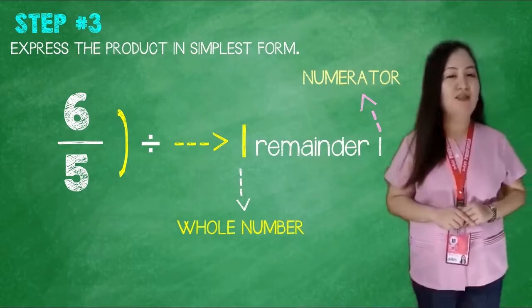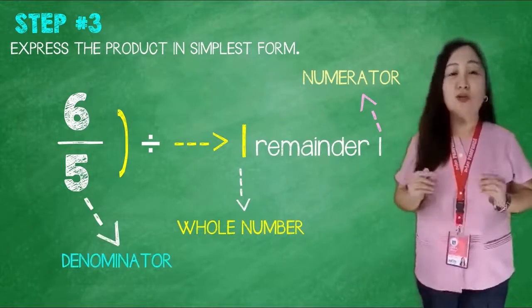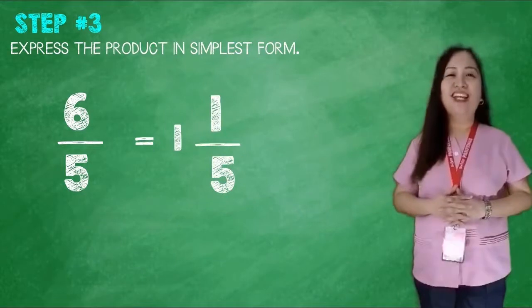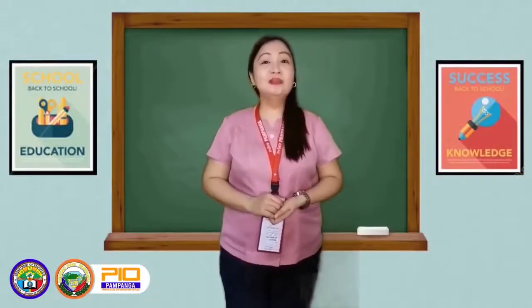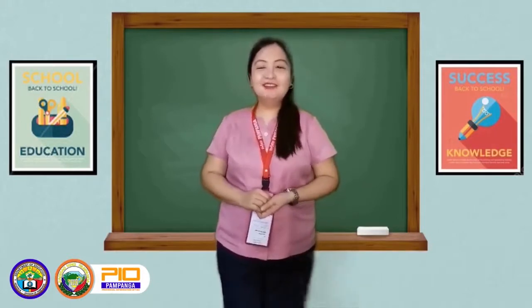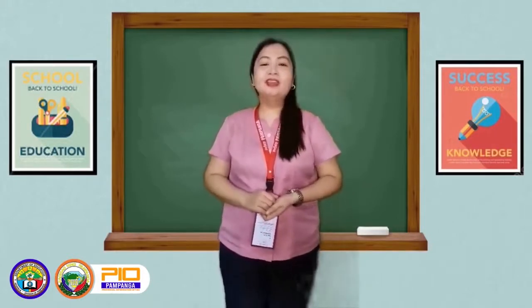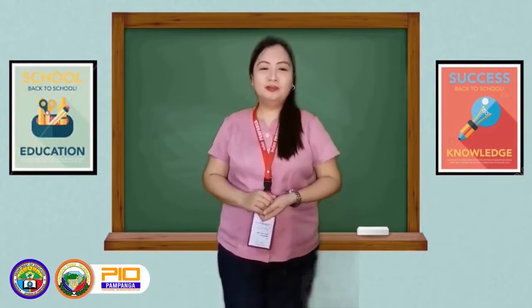And the divisor 5 is still the denominator. So the mixed fraction is 1 and 1/5. Do you want another method in multiplying fractions? Let us have another method. We have here a word problem.